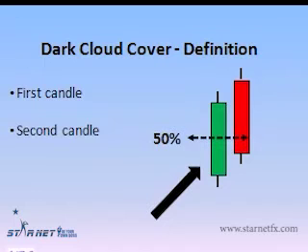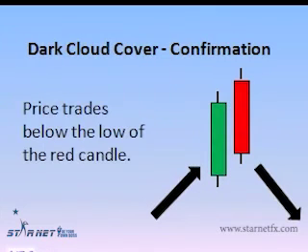And the second candle, the red candle, then closes down below the midway point of the green candle, as shown on this diagram here. The 50% line marks the midpoint between the open and the close of the green candle, and the red candle must close below that point. Confirmation of the pattern is price trading below the low of the red candle here.